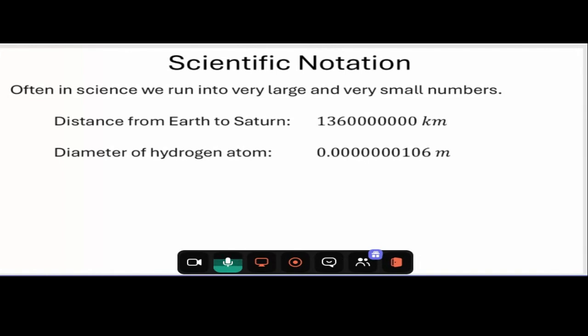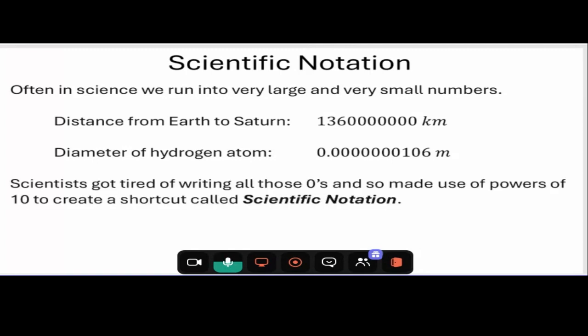So in astronomy, we get really, really big numbers. So there's the distance from the Earth to Saturn. On the other hand, in quantum physics, we have really, really small things. Here is the diameter of a hydrogen atom, 0.00000000106 meters is the distance across a hydrogen atom. And that's approximate because the electrons are swirling around. We don't need to get into chemistry.